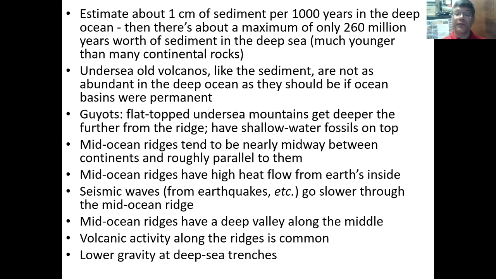Some of the many pieces of evidence that he put together. This is a very good sign for a hypothesis if it draws many seemingly random independent things all together in one single explanation. He estimated that for the deep ocean, way out away from land, there's not too much there, and so only about 1 centimeter of sediment every 1,000 years piles up. If so, then the deep ocean appears to be significantly younger than a lot of the rocks up on land.